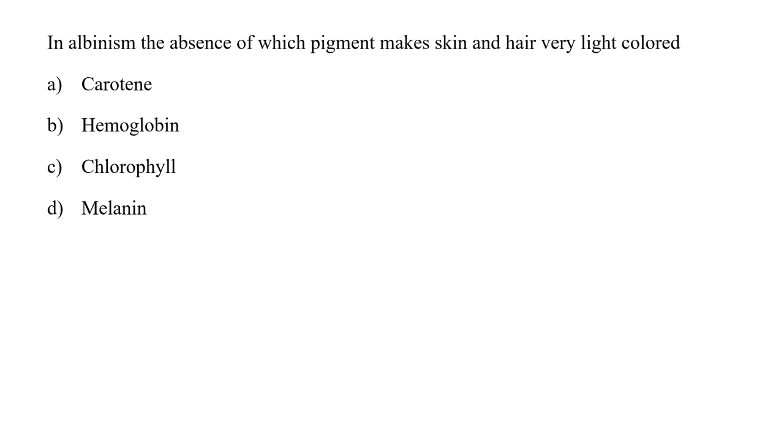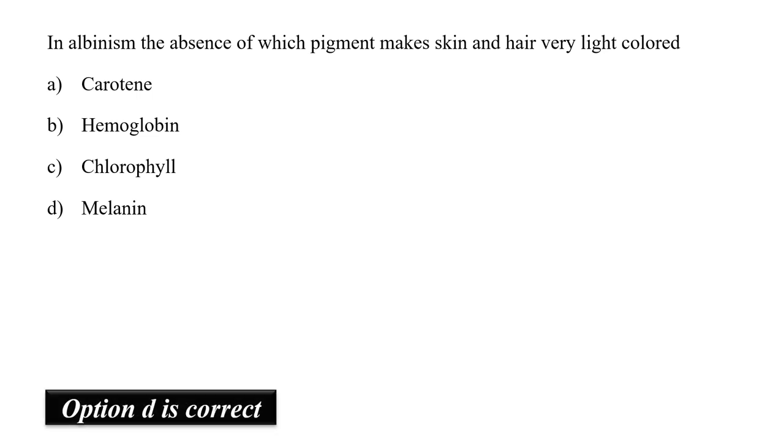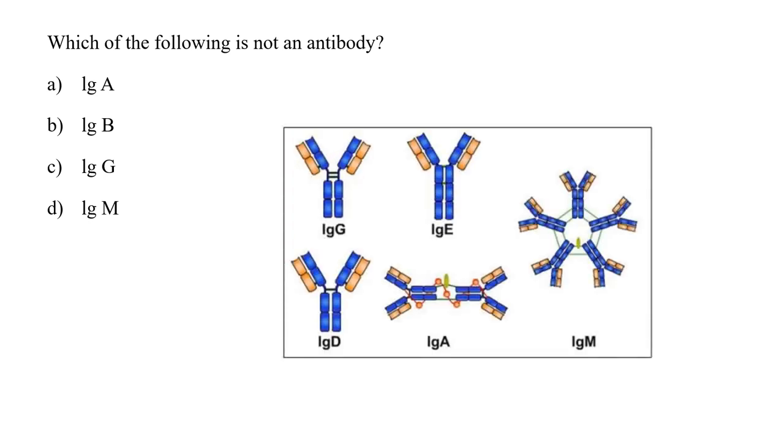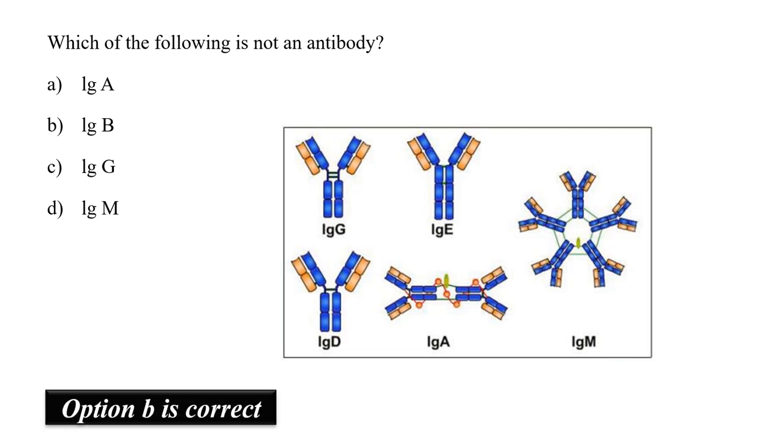In albinism, the absence of which pigment makes skin and hair very light in color? Keratin, hemoglobin, chlorophyll, or melanin? That's very easy. Albinism is an autosomal recessive disorder caused by a mutation in the melanin gene. Hence, option D is the correct answer. Which of the following is not an antibody? IgA, IgB, IgG, or IgM? As we know, there are 5 classes of antibody in our body: IgG, IgE, IgD, IgA, and IgM. There is nothing called IgB present in our body. So option B is correct.